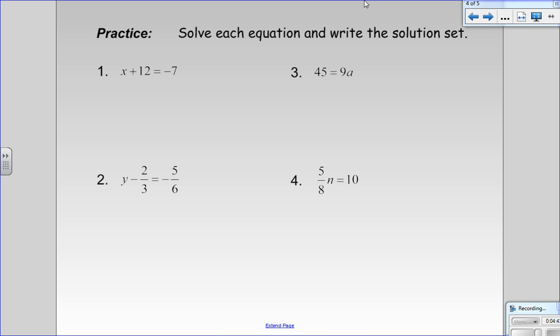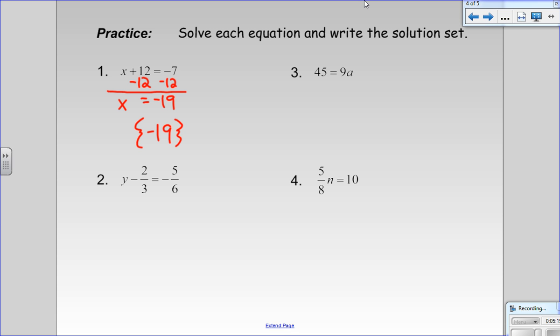Try these 4 examples on your own by pausing the video, completing and solving the equations, and then you can resume the video to check your answers. Okay, let's quickly check our answers. To solve number 1, we should subtract 12 on both sides to isolate our variable. So x is going to equal negative 19, and negative 19 will be our solution.